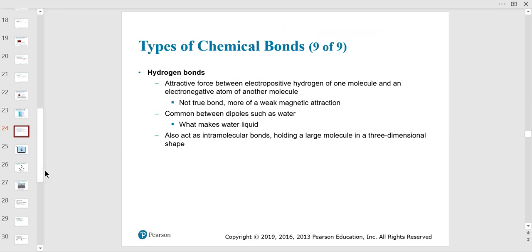So this is that attraction. It's more of an attraction, like I said, than it is a sharing or losing. And that's exactly what it is, between one part of a molecule and between molecules too. It's weak, it's more of a magnetic attraction. Technically it's not a true attraction or true bond. And it gives more quality to the water and what makes it a liquid, like where it has tension.